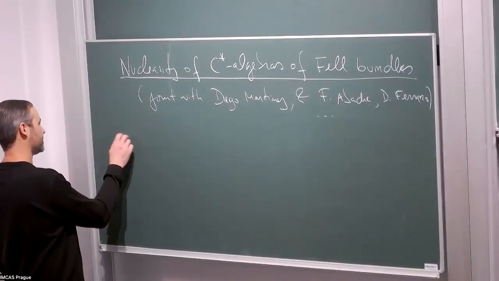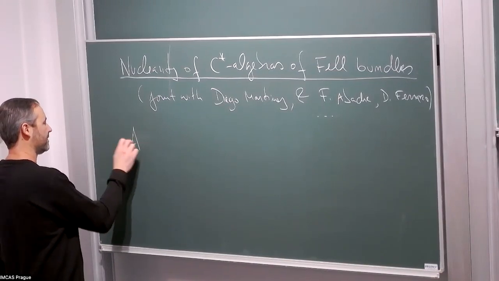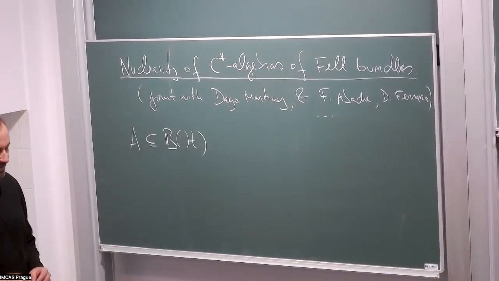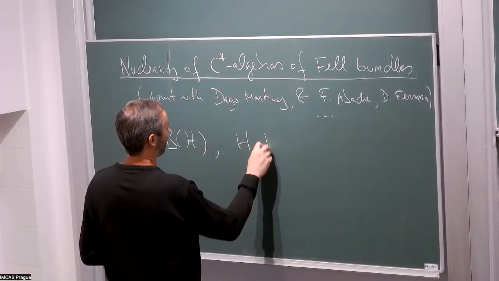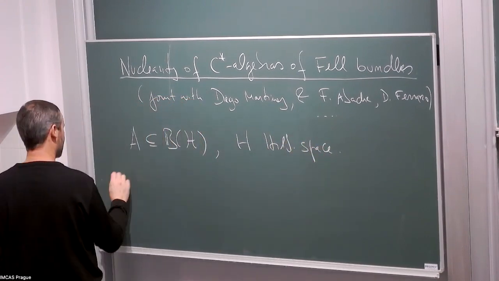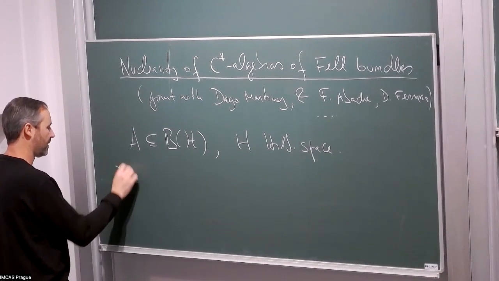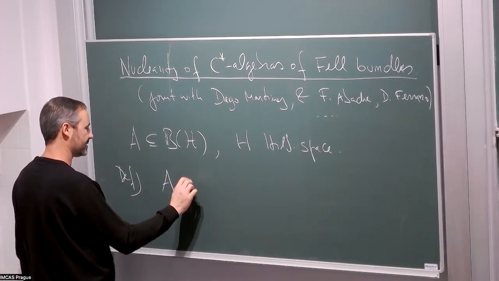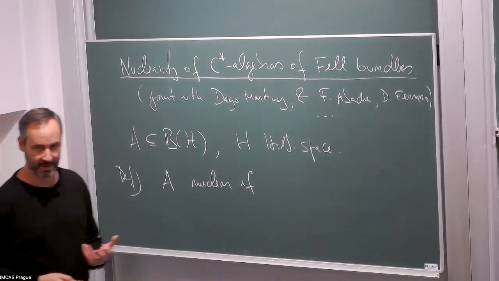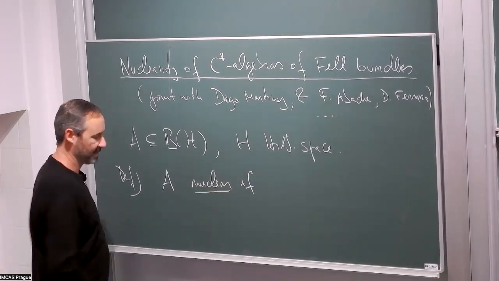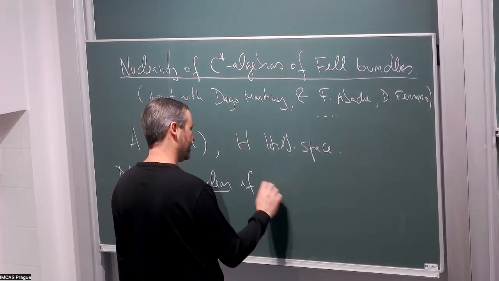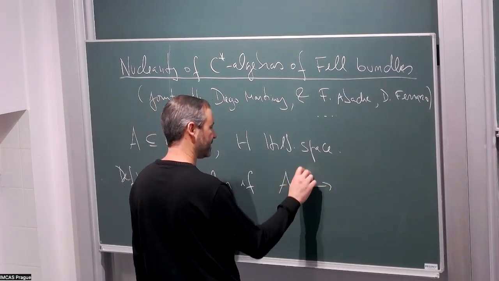So maybe just recall, we are going to work with C*-algebras. These are algebras of operators on a Hilbert space. And just a quick definition or recall. We say that A is nuclear if we can, in a certain way, approximate this algebra by finite things, in this case finite dimensional algebras. Let me write here a small diagram.